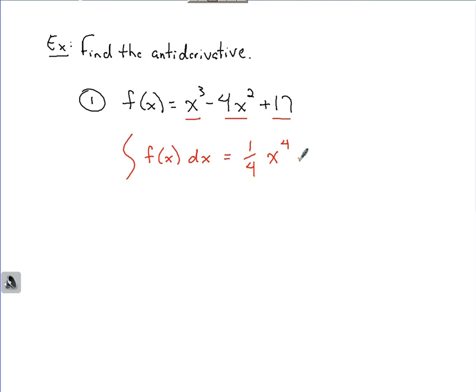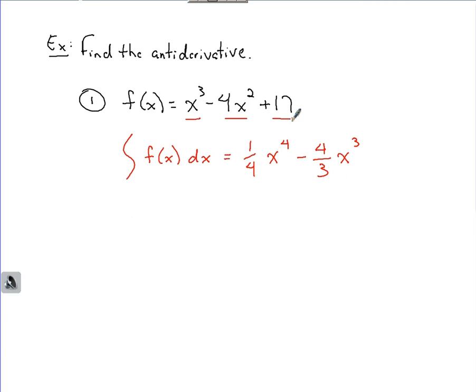For the next term, I'm subtracting. Since it's 4x squared, I'm going to add 1 to that power, make it x cubed. Take the reciprocal of the new power 3 being 1/3 and multiply that to this 4 that's originally in front. Get 4/3 back.